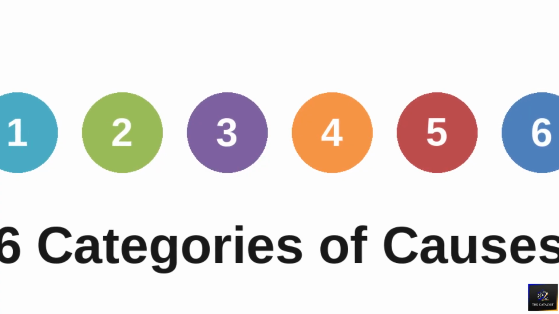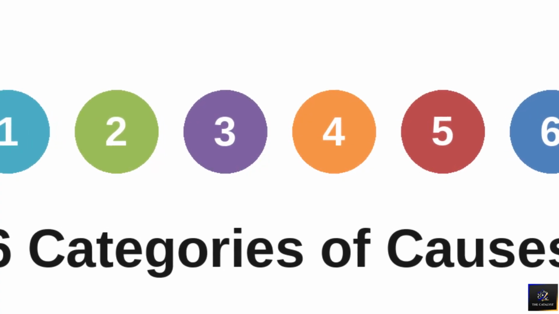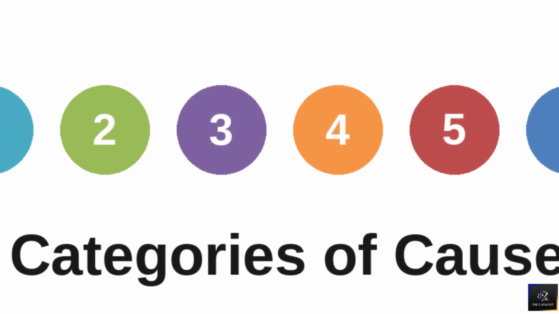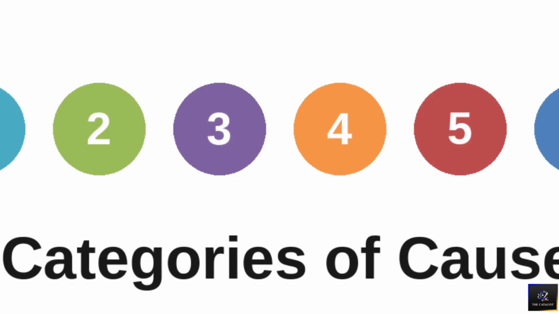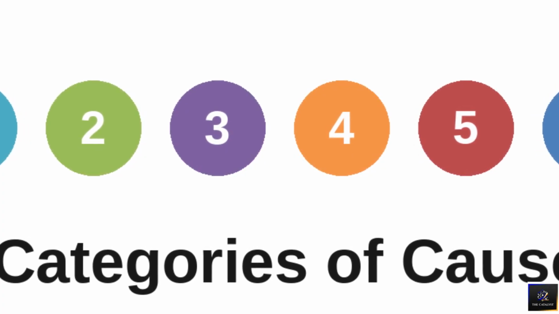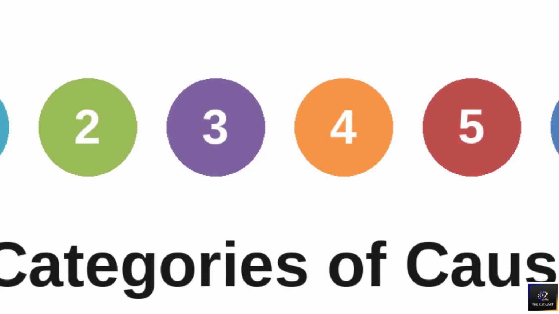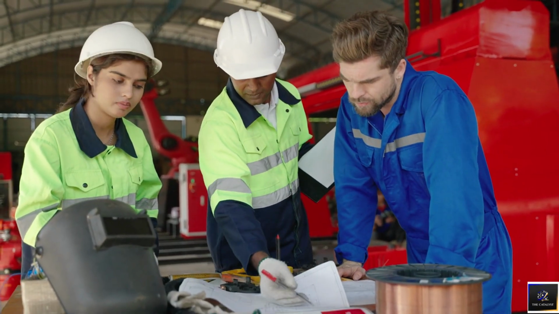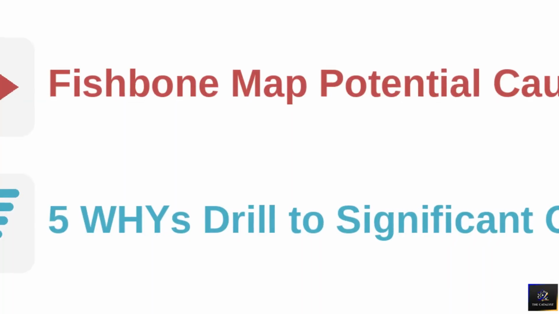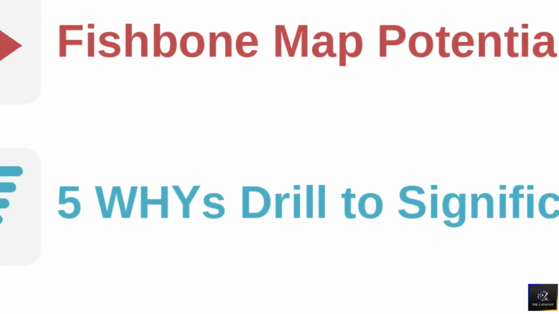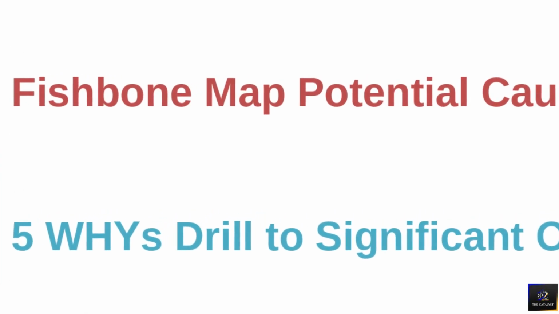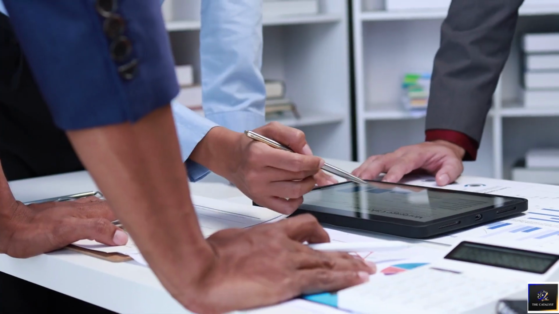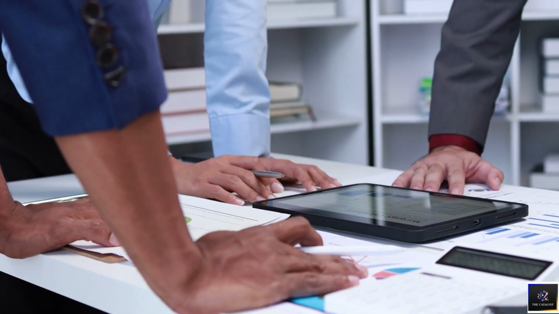6 categories of causes: machine, method, material, measurement, people, environment provide a comprehensive framework that prevents teams from overlooking entire domains of potential causation. 3. The 5 whys technique is the partner tool to the fishbone diagram. The fishbone maps the potential causes. The 5 whys drills down into the most significant ones to find the root. Used together, they produce a complete picture.